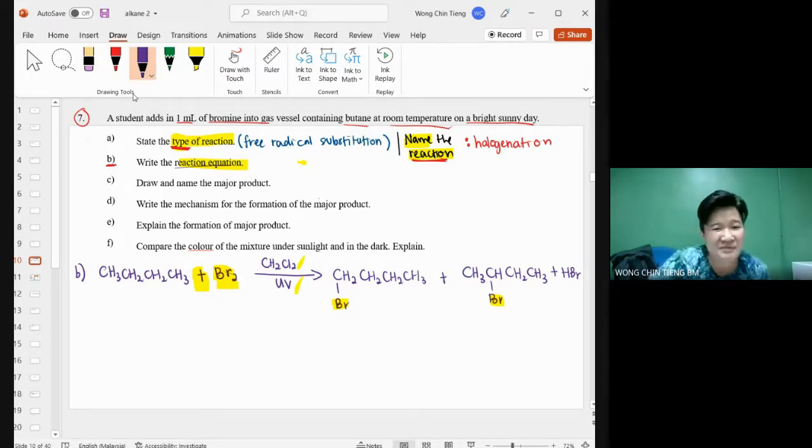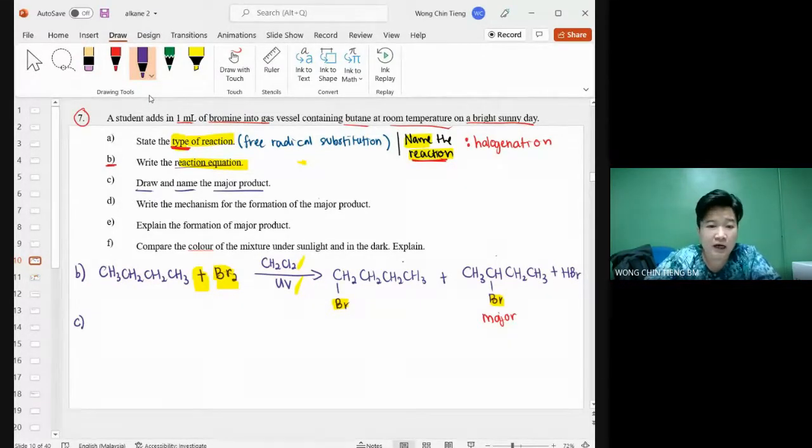Okay, for the C. Draw and name the major product. So, do you still need to draw the major product? No. Tak payah lukis balik pun tak apa. Tapi pada equation B, kamu boleh label terus siapa major. Okay? I have the first product and the second product over here. Siapa adalah major? The first or the second? Second. The second. Why? Highest class. Higher class. Okay, we will see at the explanation later.